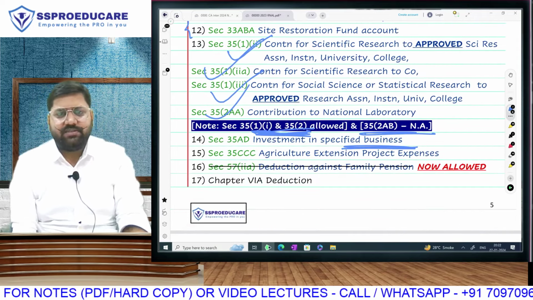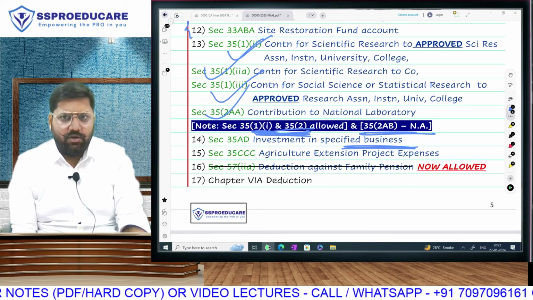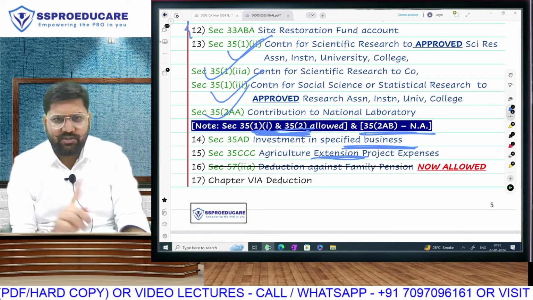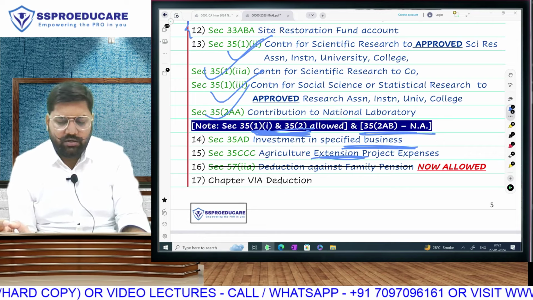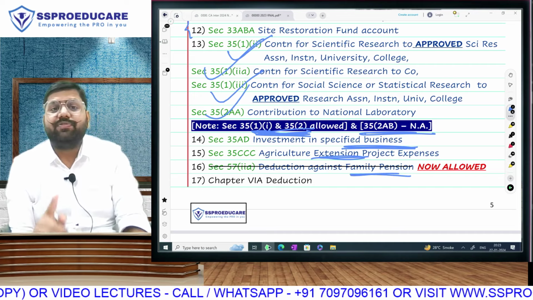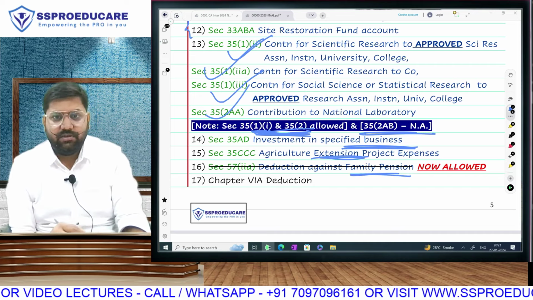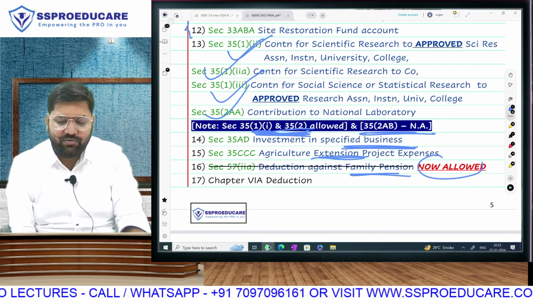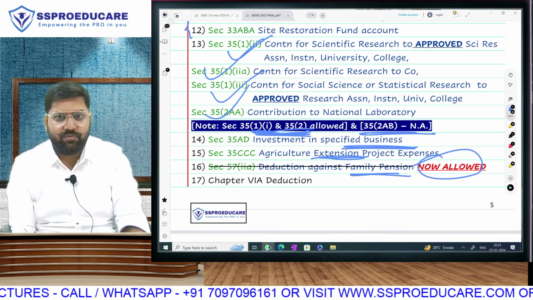Next, specified business 100% deduction of capital expenditure, not allowed. 35CCC agriculture extension project expense. This section is also not there in inter, only in final, not allowed. Next, second amendment. Deduction against family pension, we used to get 1/3 or 15,000, whichever is lower. Only in the old regime, it was not allowed in the new regime, but now this point is removed from here. Matlab, now this is going to be allowed.